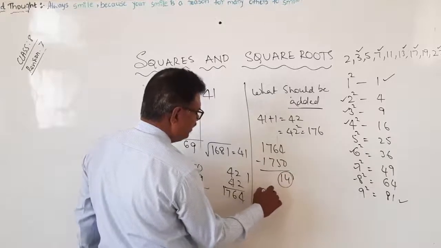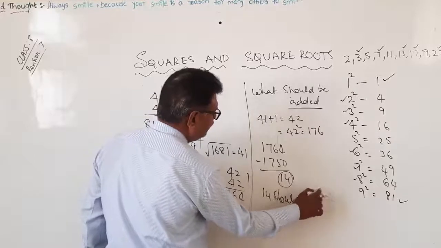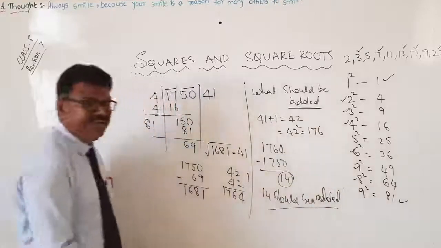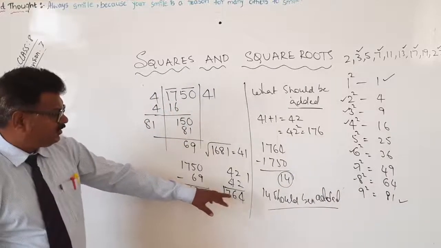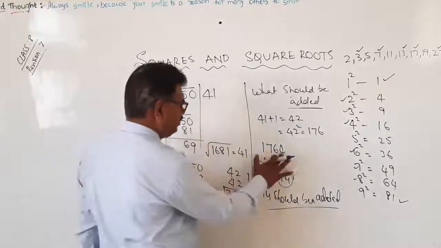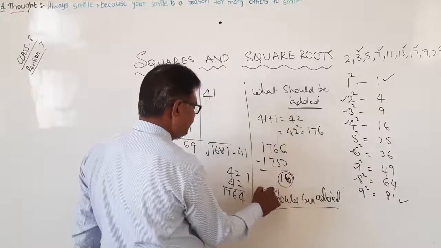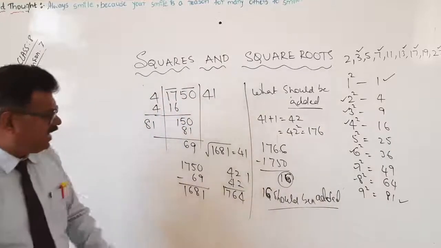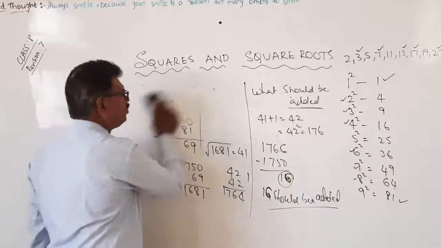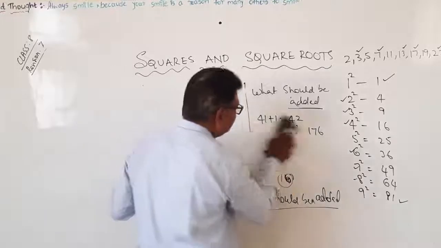Therefore what must be added? 14 should be added. 14 should be added to 1756. Sorry, it is 6 no? Yes. 6 means 16 should be added. Yes. 16 should be added to become a perfect square. Okay na? One more problem we'll see and show what must be added. Right? Then you will understand.